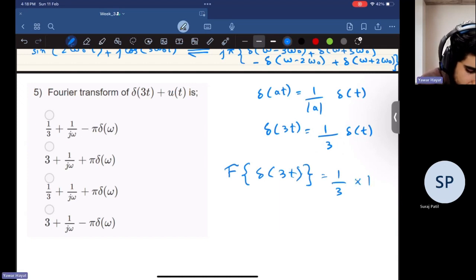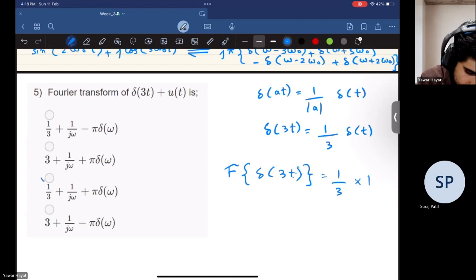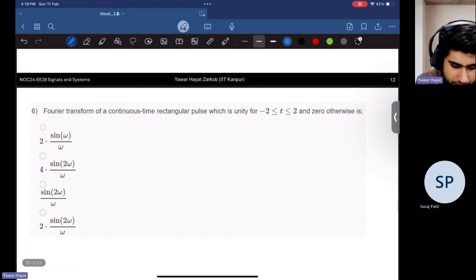So which option is correct? Earlier we had shortlisted these two options. Which option should be correct? Option C, right? Yes, correct sir. The answer is option C. Yeah, option C is correct. With that, we'll move on to the next question.